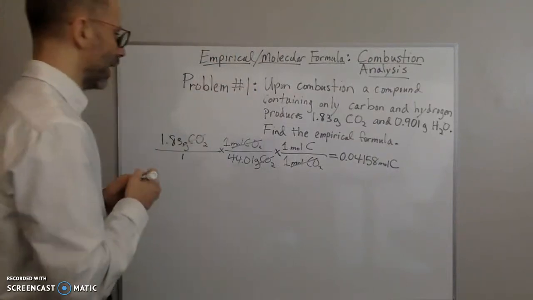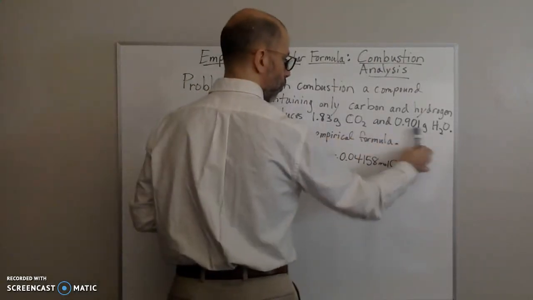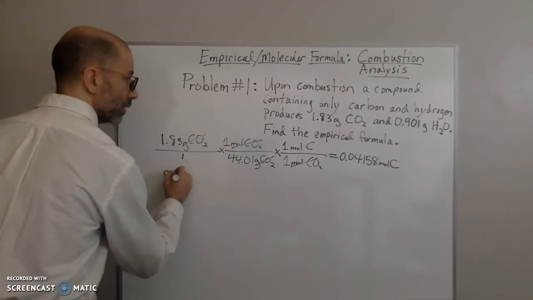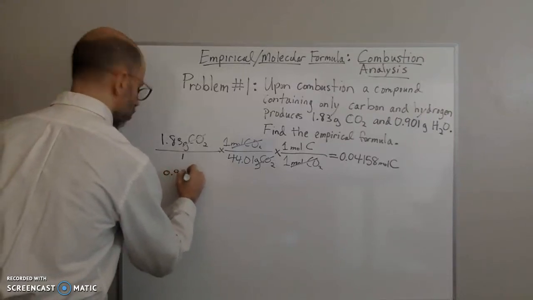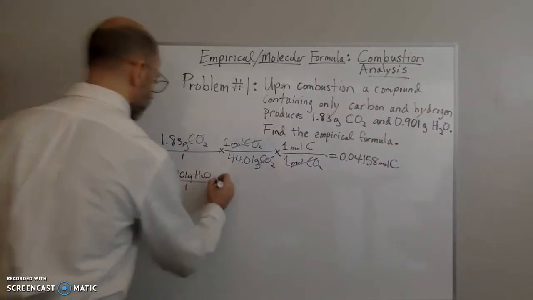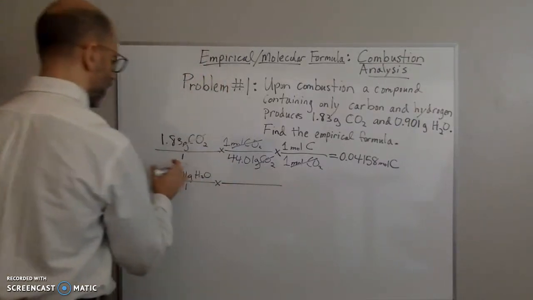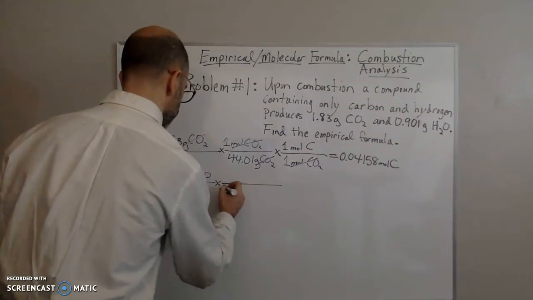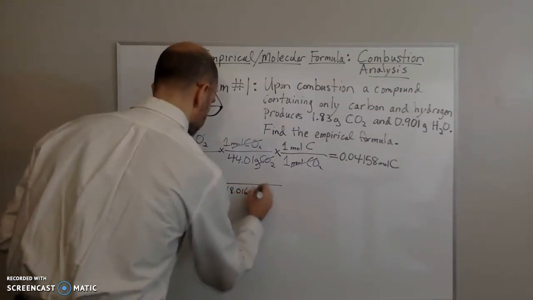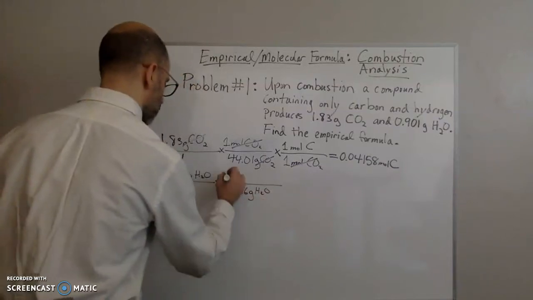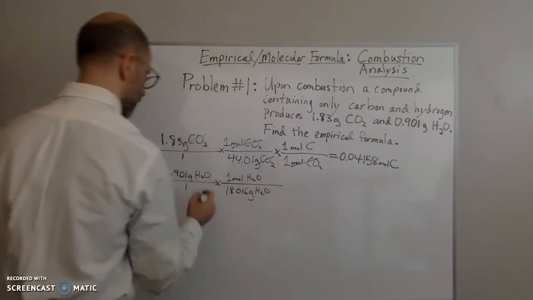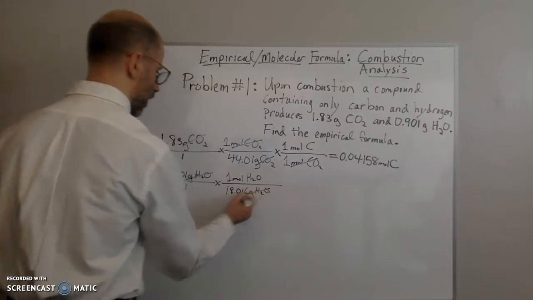Okay, and then I do the same thing for water. So now I'm going to set up the water. So I have 0.901 grams of water over 1. I'm going to use the molar mass to convert from grams to moles of water. So 18.016 grams of water on the bottom, 1 mole of water on top. So the grams cancel out.